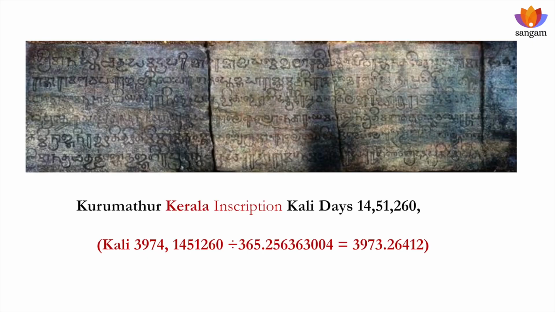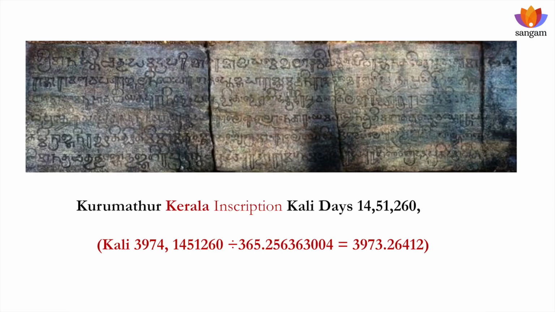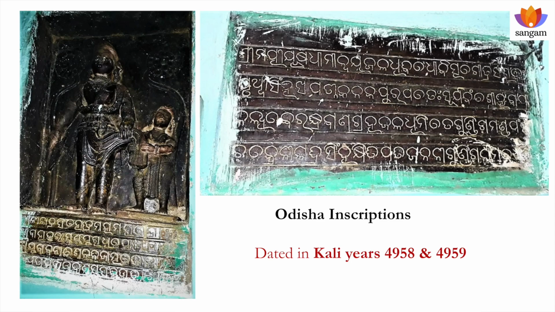This is the Kurumathur, Kerala inscription. Aihole is from Karnataka. It mentions Kaliyuga days, the number of days from the beginning of Kaliyuga, as 14,51,260. It is a Sanskrit inscription written in Tamil Grantha. And these are Odisha inscriptions, Kaliyuga dated 4,958 and 4,959.